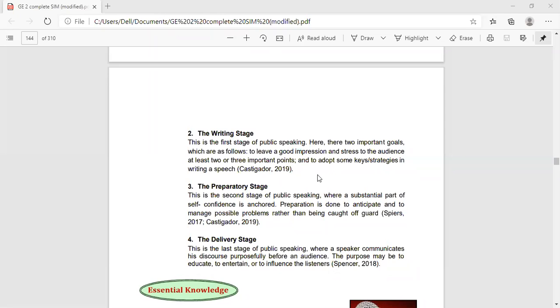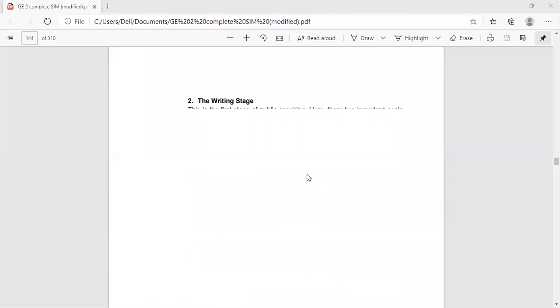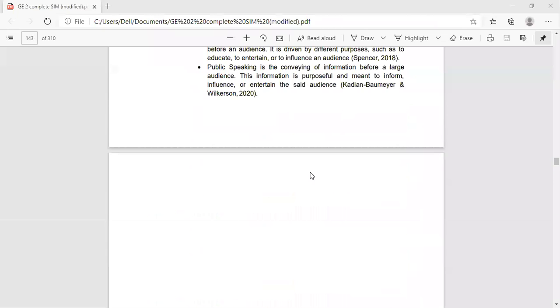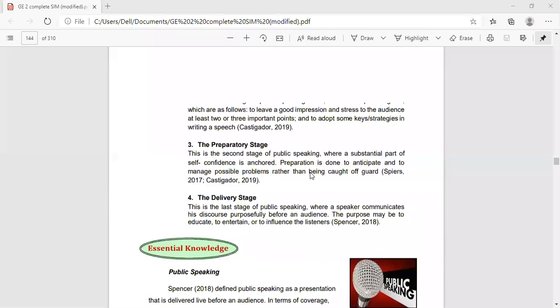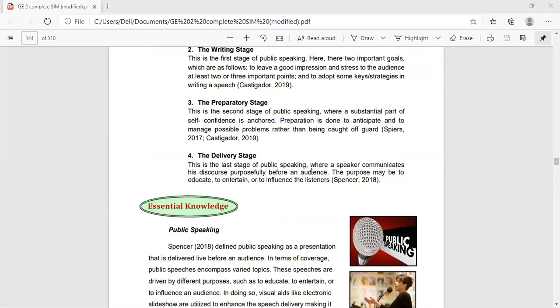Number two, the writing stage, which will be explained later. The writing stage is the first stage of public speaking. Here, there are two important goals, which are as follows: to leave a good impression and stress to the audience at least two or three important points, and to adopt some key strategies.